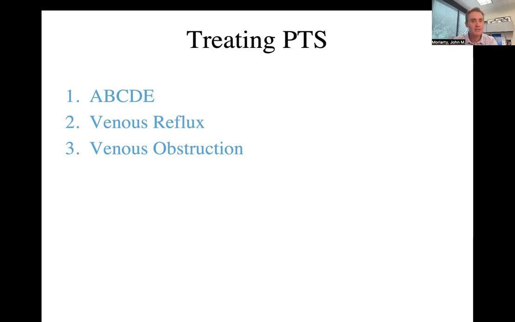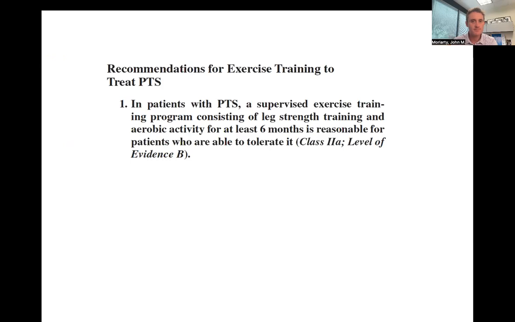D are drugs and devices. There are some drugs and devices that are going to be of benefit, and I'm going to talk to you a bit about that in a while. These are things that are relatively newer and that I think a lot of people don't have as much experience of. Those drugs and devices are targeted towards the next two issues that you see on the screen: venous reflux and venous obstruction. And I'll talk to you about how we deal with each of those.